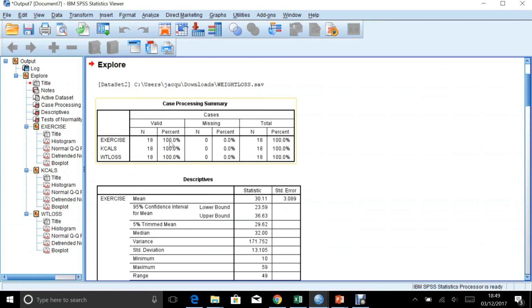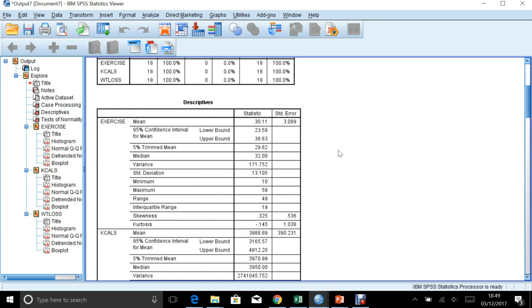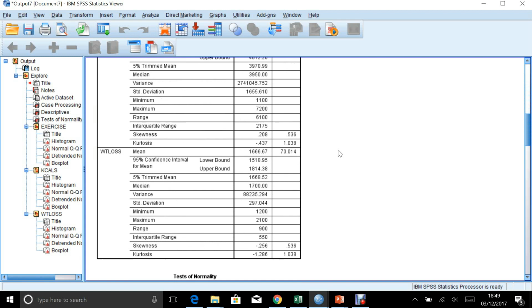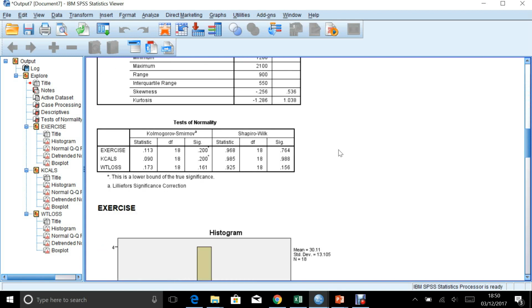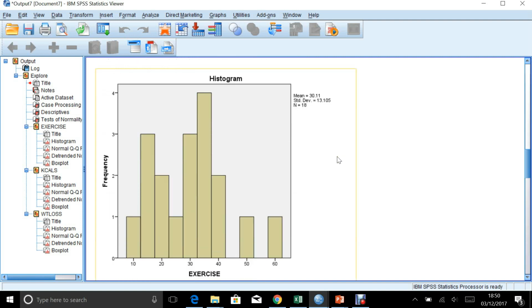Okay, so here we see the case processing summary, the number of participants, no missing cases. We'll just skim past the mean and come straight to the Kolmogorov-Smirnov table. As you can see, the sig or p values are all greater than 0.05, so this tells me that the data are normally distributed. And just to confirm that, I'll just scroll down to the frequency histograms.